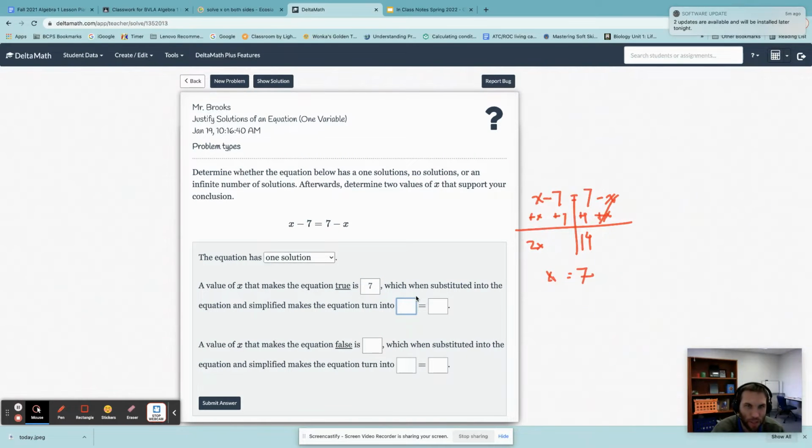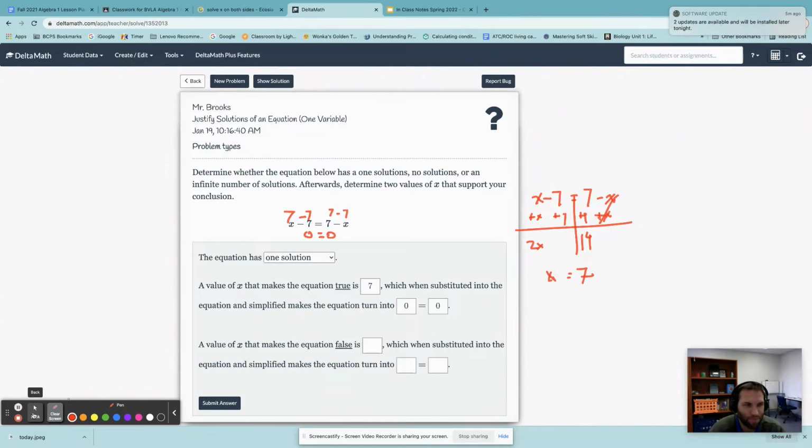And so when you get that, you essentially get 0 equals 0. So where did I get 0 equals 0? Well, this would be if you plug in 7 minus 7, and then this would be 7 minus 7. So it's 0 equals 0. You just plug it in. That's all you do. That's all they want you to do.